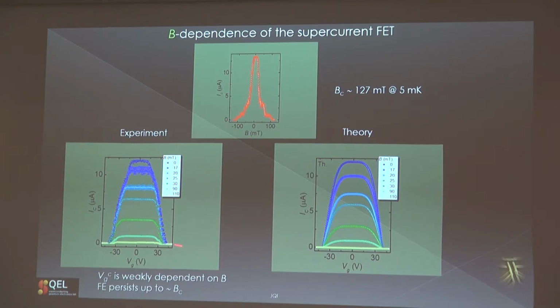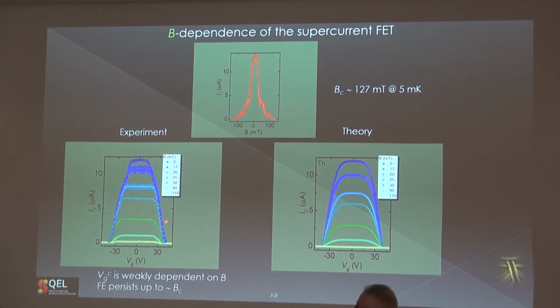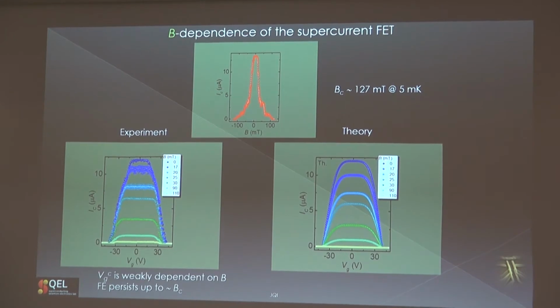Here you see that the knee of the threshold for killing the supercurrent is weakly dependent on the magnetic field, and we don't know why. So this is more weakly dependent than with respect to the temperature. But what is interesting to point out is that the field effect is persistent up to magnetic fields approaching the critical field. So it's a very robust effect.